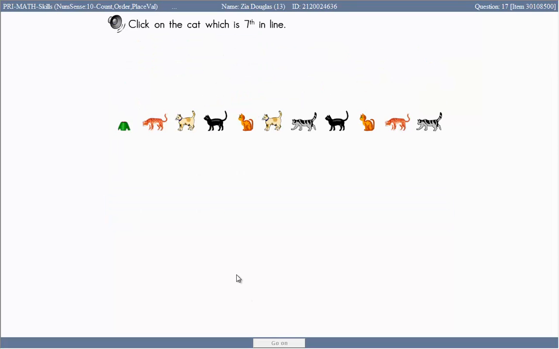Click on the cat which is 7th in the line. That's pretty much the end of it. I think we've gone through all the questions. From here on out, they kind of pretty much repeat positional words, number sense, greater than, in between, and all the numbers from 1 to 10. So just be aware that this is how the test will look.